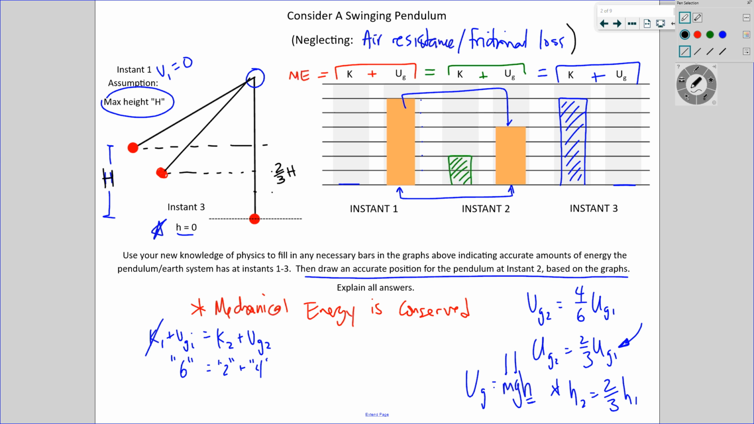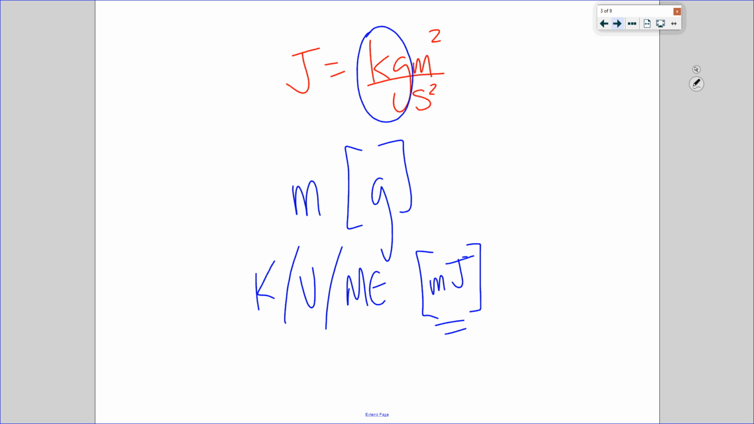Not bad? So one, we for sure need to be able to apply conservation of mechanical energy. 2, sometimes we can relate one energy to another at different instants if we know something about it, and that means sometimes we can relate not only the energies but other things, like in this case, the heights. Okay, let's look at another.